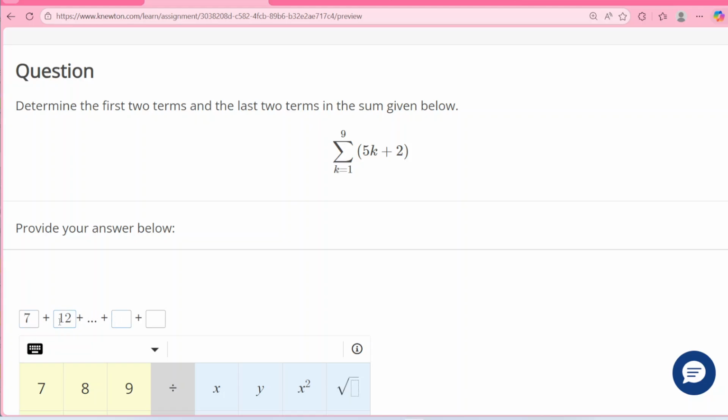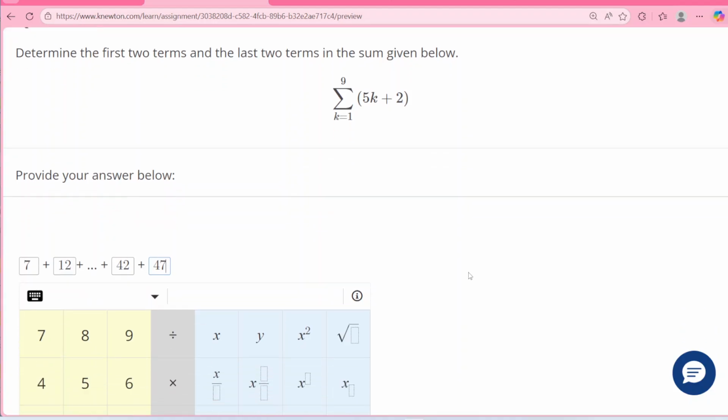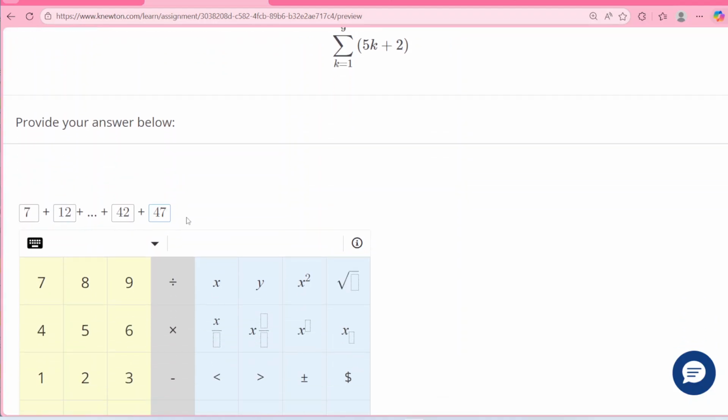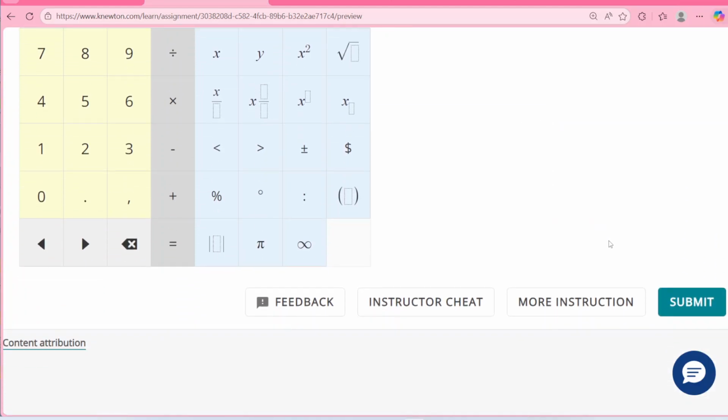Now they say those are the first two terms of the sum. And the last two are when k equals 8 and 9, right? The last value has to be when k equals 9. When k equals 8, this is 40 plus 2, so 42 would be the second to last term. And then when k equals 9, you've got 45 plus 2, 47. Okay, so they don't actually want the whole sum, what this equals. They just wanted me to fill in the first two terms of the sum and the last two terms of the sum. Very simple.